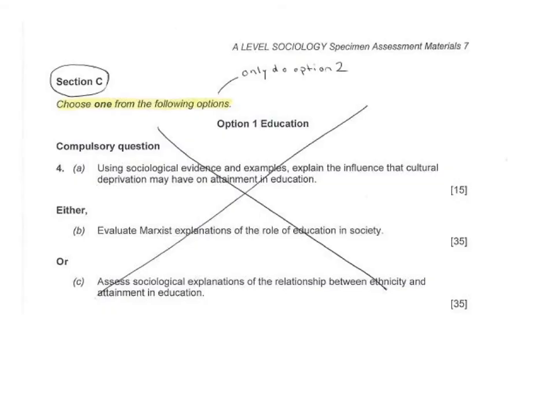Now the final section of the exam is section C. Again, the instruction is to choose one from the following options. So you will see on the real exam paper that there are 3 options for this particular paper, and you only do option 2, which is the section on the media. So cross out or just ignore option 1, which is on education, and option 3 at the bottom of the paper, which is on religion. Again, even reading those sections is a waste of your precious time.